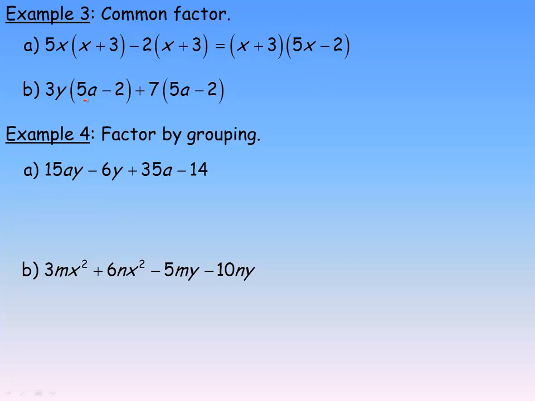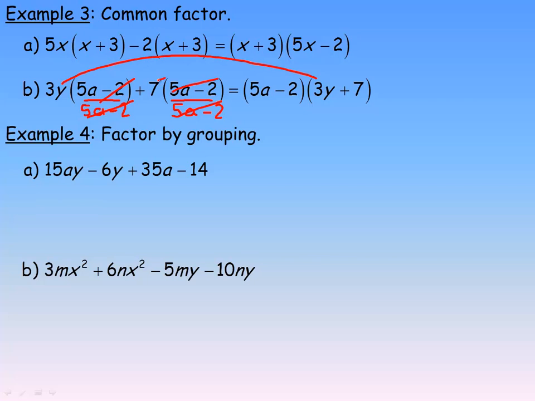Similar idea in B here. Notice what's in the two brackets is 5a minus 2. So 5a minus 2 is the common factor. If we divide out a 5a minus 2, because we're common factoring that out, then after these divide out and these divide out, 3y plus 7 is the other factor.